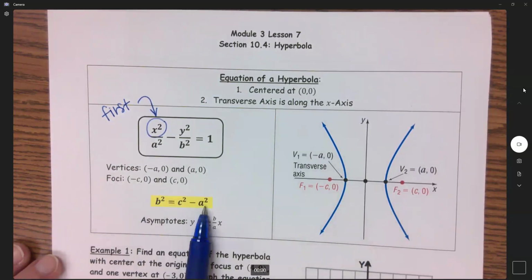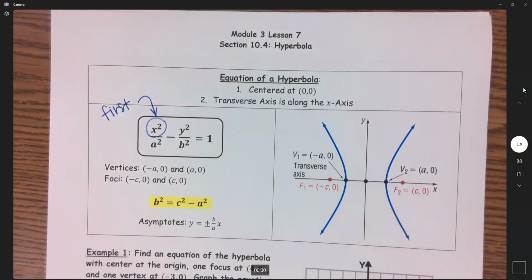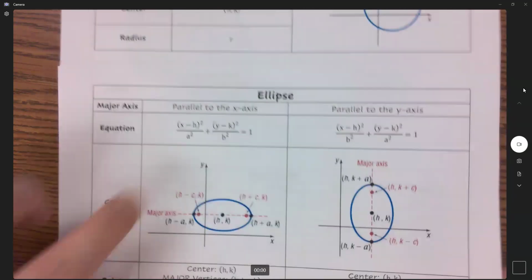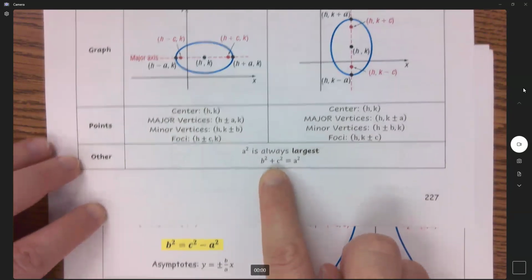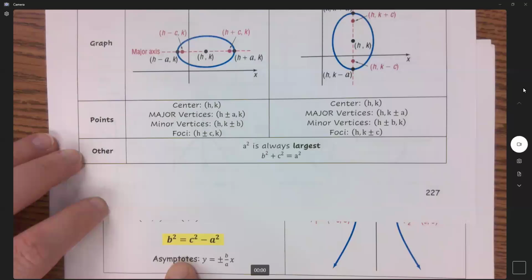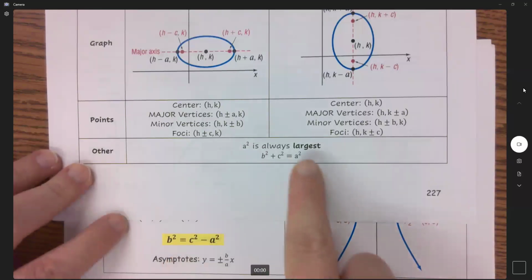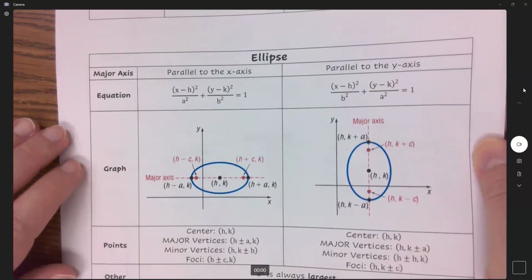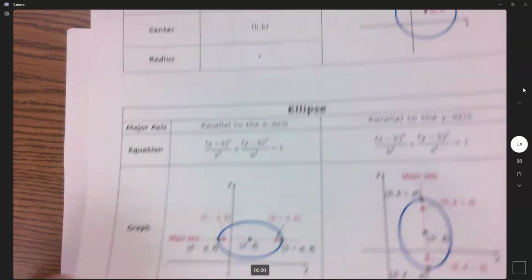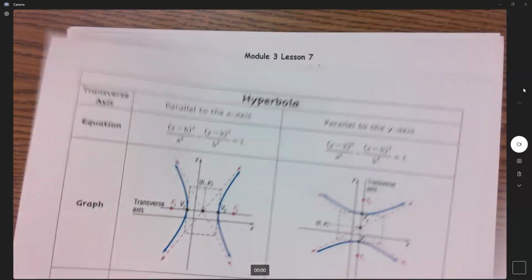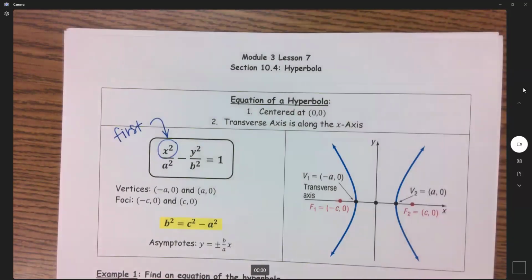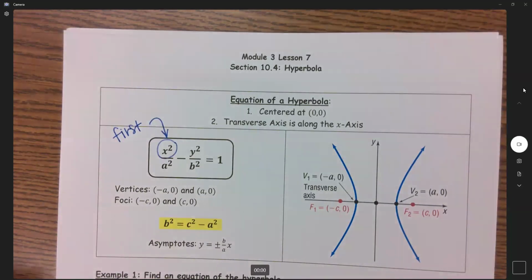This formula has changed from when we did ellipse. So you do want to make sure you're using the correct formula for the correct shape. When we have ellipse, we were using b squared plus c squared equals a squared. Now I'm using b squared equals c squared minus a squared. You can see they are very similar, but they are different. So make sure you are using the right formula for the right shape. And so not only on this formula sheet do I tell you that a is the largest, I also give you this formula here to find the other variable. So on hyperbola, I tell you that a is always first, and I give you that other formula. So make sure you use the correct one based on the shape that you are graphing.